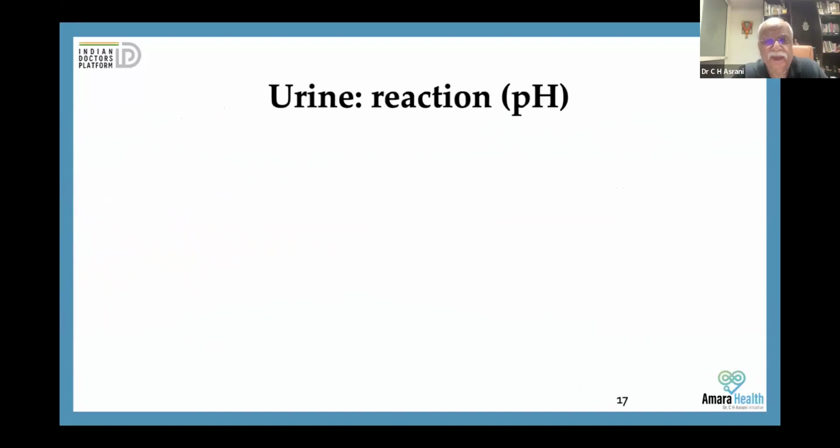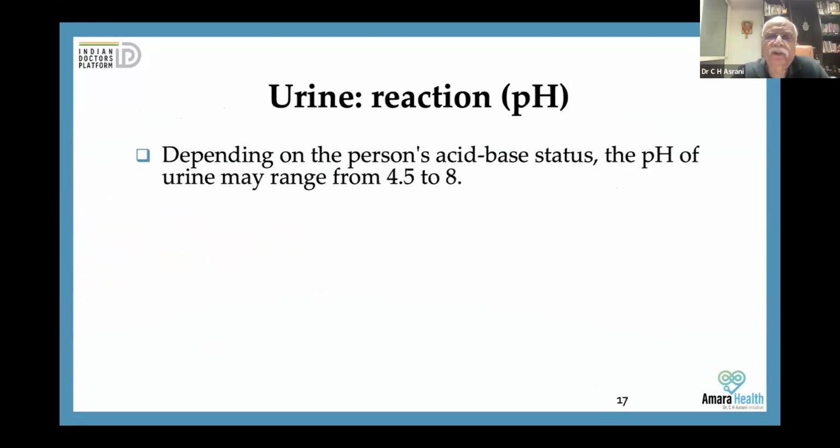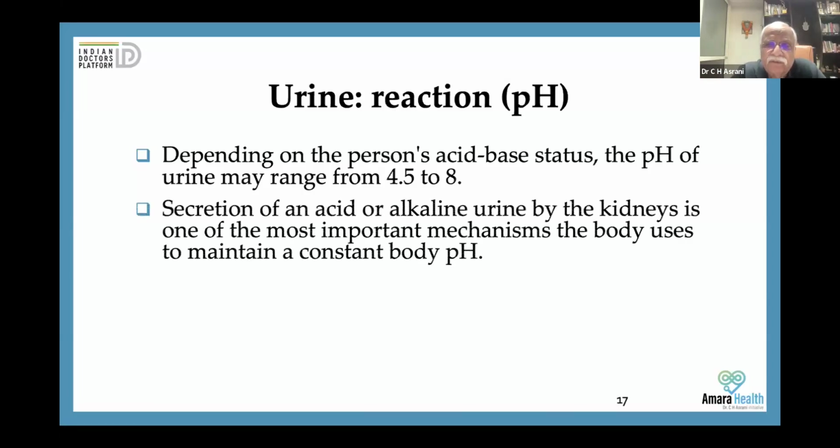Reaction of the urine, or pH. Depending on the person's acid-base status of the blood, the pH of urine may range from 4.5 to 8. Now, as I said in the beginning, looking at a urine report, you can get the idea of the acid-base status of the patient's blood also. So, if the body is secreting acidic or alkaline urine, it's one of the most important mechanisms by which the body maintains pH of the blood.